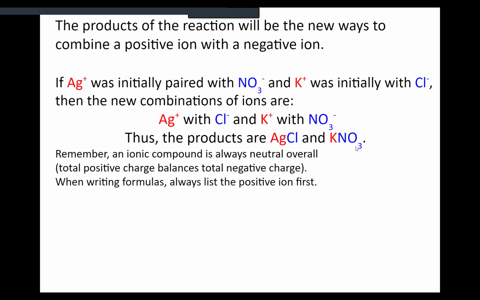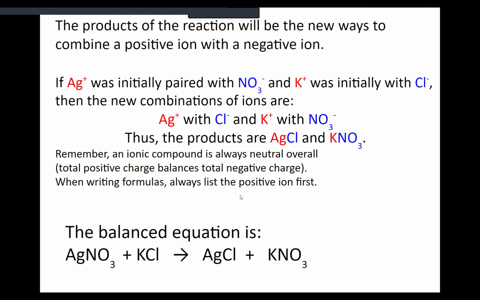Also remember, when writing formulas for products, list the positive ion first. So it's not NO3K, it's KNO3. It's not ClAg, it's always AgCl, positive ion first. Thus, we write our balanced equation out. We would write AgNO3 plus KCl yields AgCl plus KNO3.